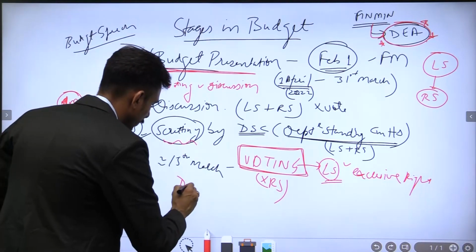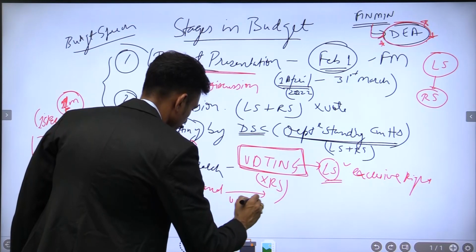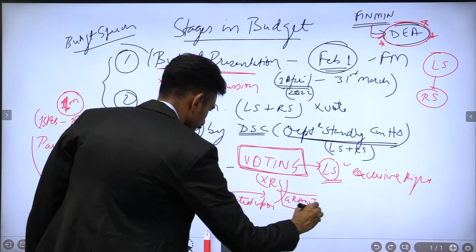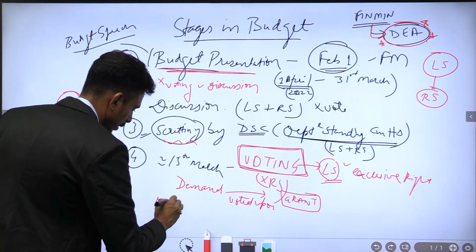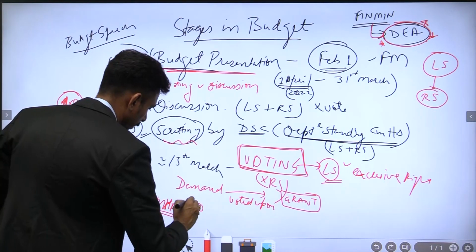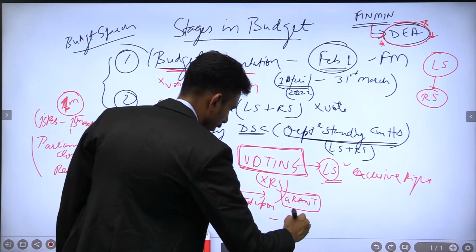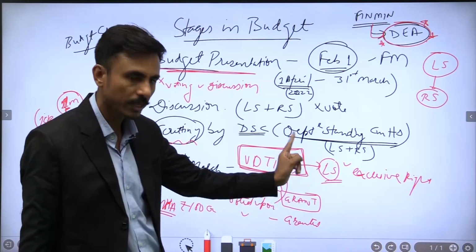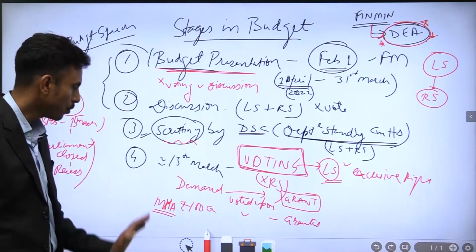Now whatever demand is being made, if it is voted upon, it becomes a grant, correct? Let's say the Ministry of Home Affairs has put forth a demand of, let's say, 100 crore rupees. If it is voted upon, it would be granted. So the voting on the demands is the exclusive right of Lok Sabha, and Rajya Sabha cannot vote on the demand for grants. I hope it is clear.